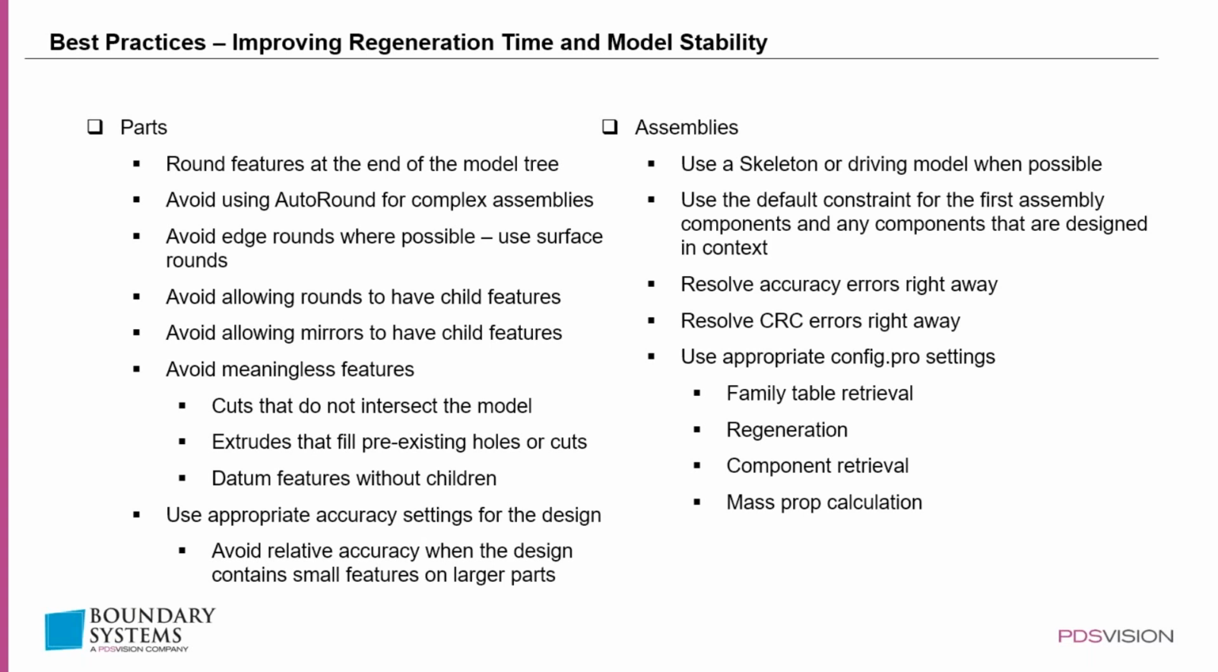Next, avoid edge rounds where possible. Use surface rounds. This is basically putting intent into our rounds by selecting two surfaces rather than just the edge that's being rounded. This is not only going to make our edges more robust and more resilient to model changes, in case that edge length goes to 0 in the future, but it's also going to improve our regeneration times.